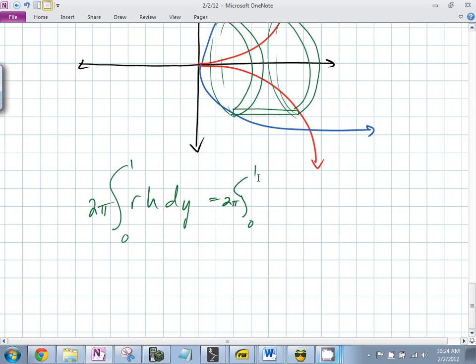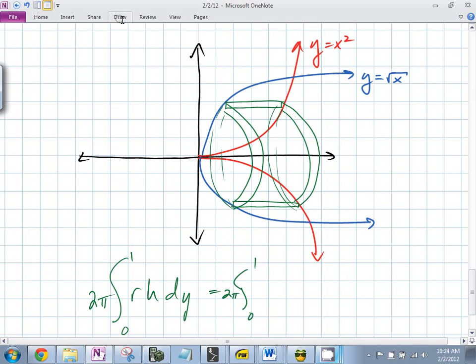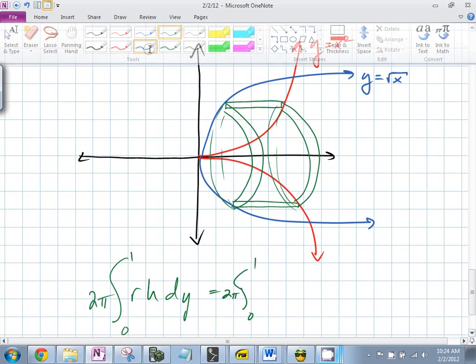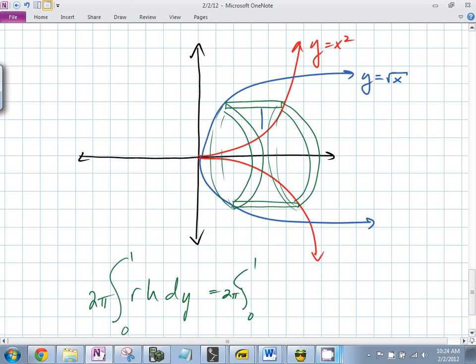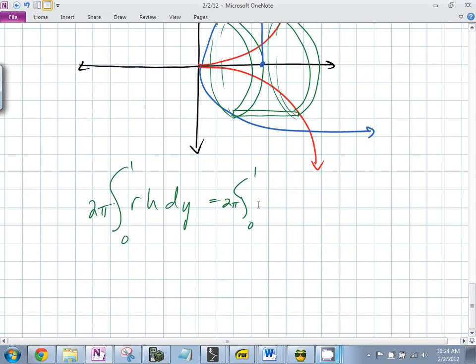That would change if we weren't rotating around an axis. We'd have to add or subtract something to x or y. But we're still rotating around an axis here. So in this case, what's the radius? It's y. And what's the height going to be? We have h dy. The height is this distance right here. You see that distance? Does it have to be in terms of x or y? It's got to be in terms of y.